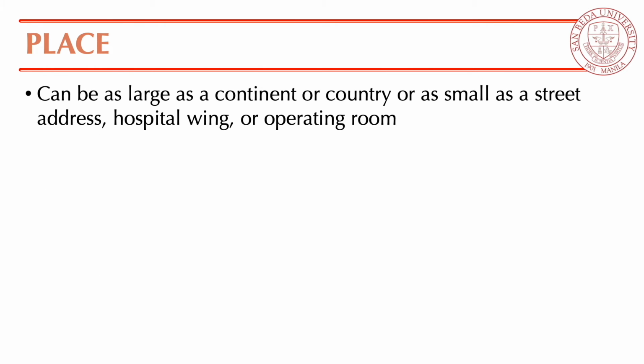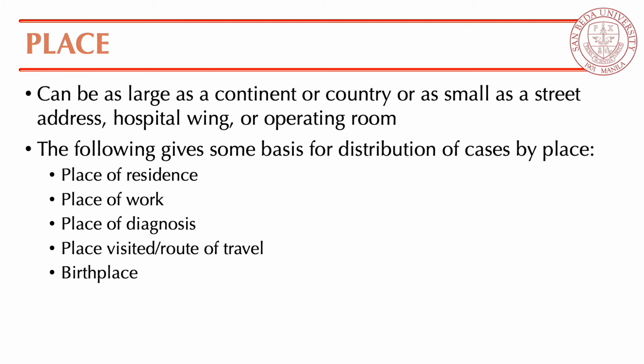So, a place refers to a unit that can be as large as a continent or country, like in the case of ecological studies, or it can also be as small as a street address, hospital wing, or operating room, particularly when investigating disease occurrences that are much more localized in nature. Additionally, the following information about a particular individual can give some basis for the distribution of disease cases by place.